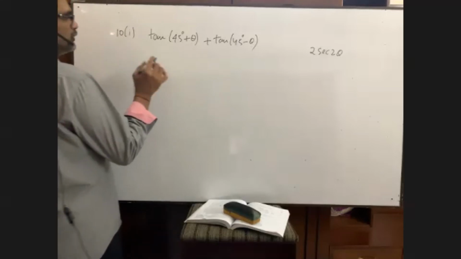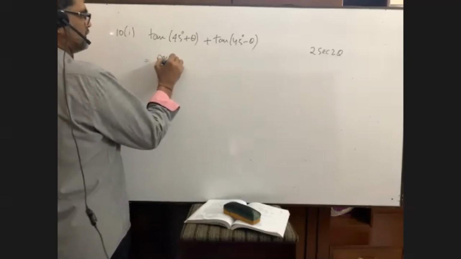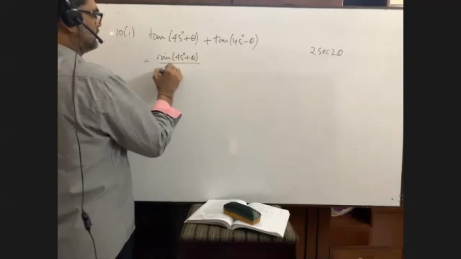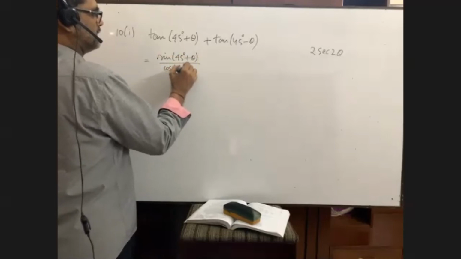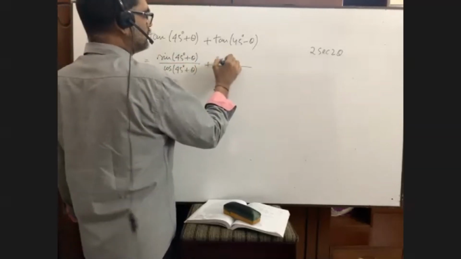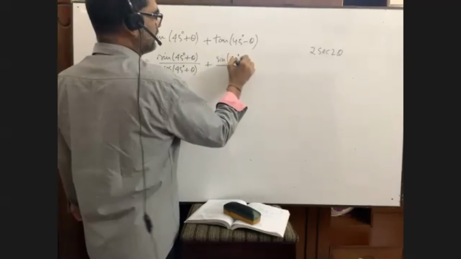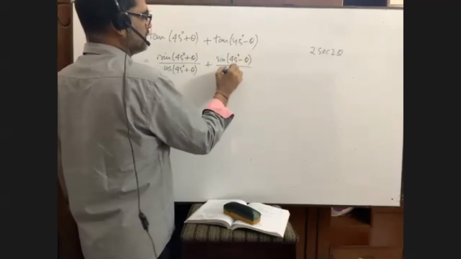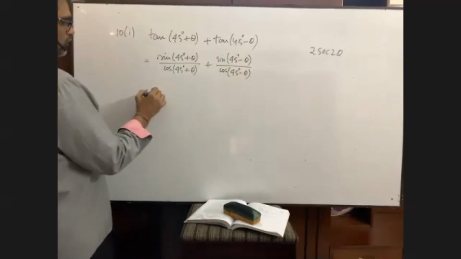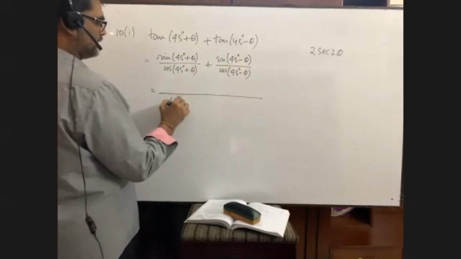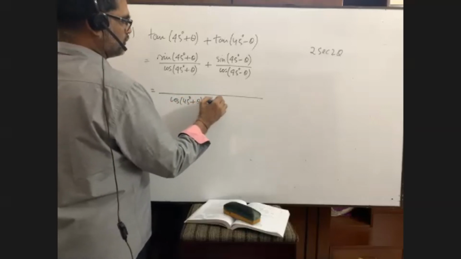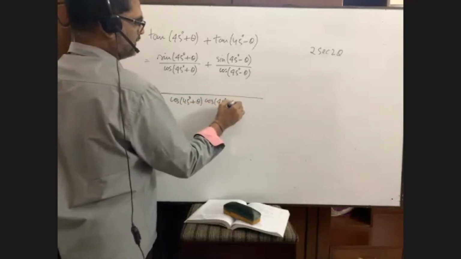You are just left with only one option, that is sine(45 degree plus theta) by cosine(45 degree plus theta) plus sine(45 degree minus theta) by cosine(45 degree minus theta). Now get the LCM. What will you get? Cosine(45 degree plus theta) into cosine(45 degree minus theta).